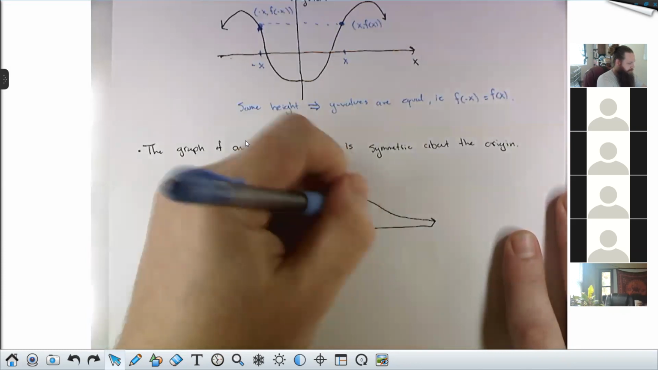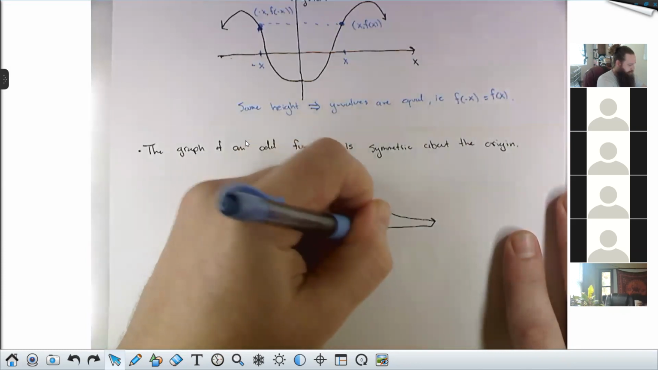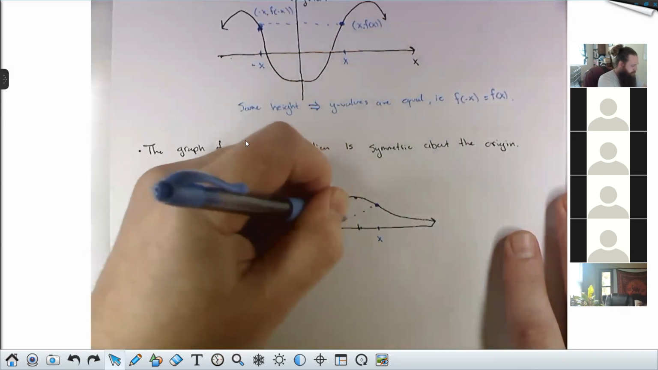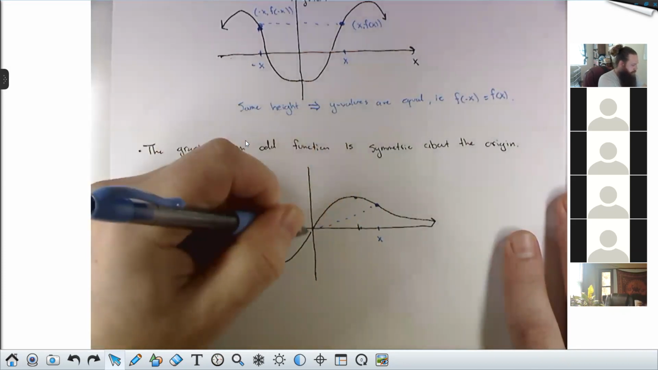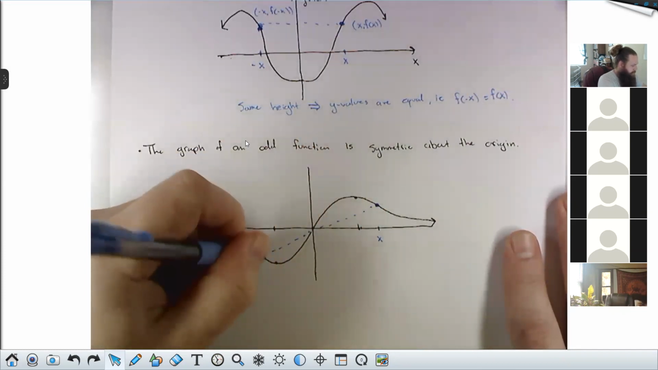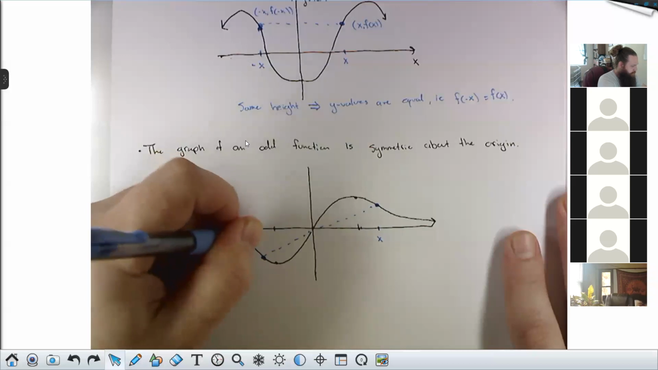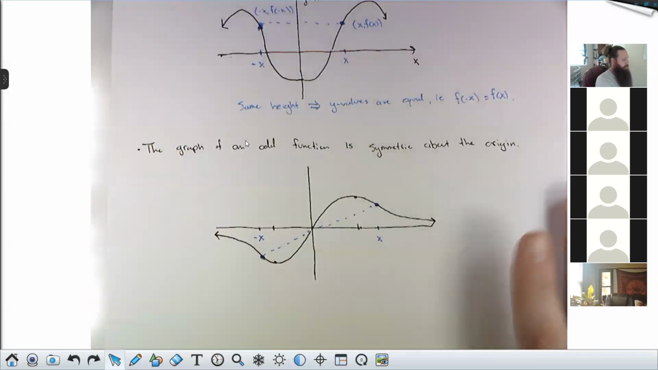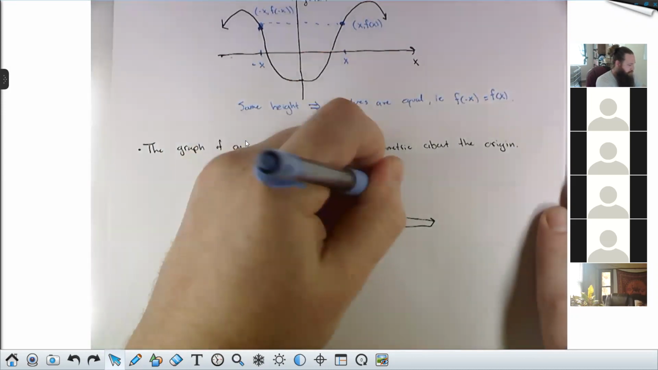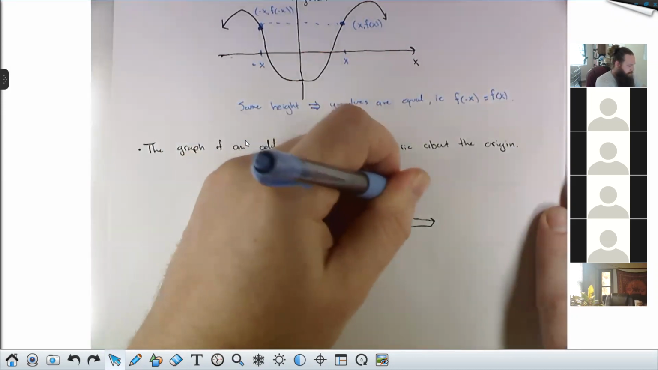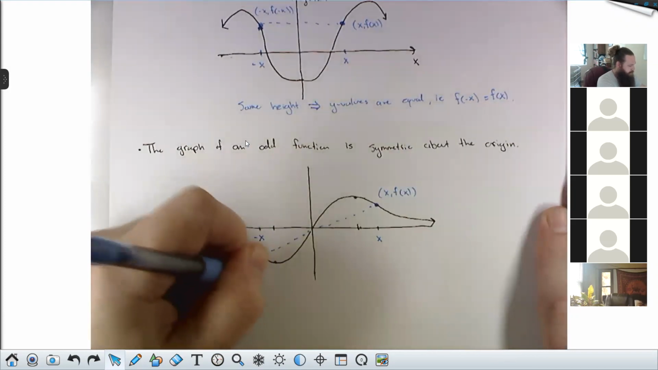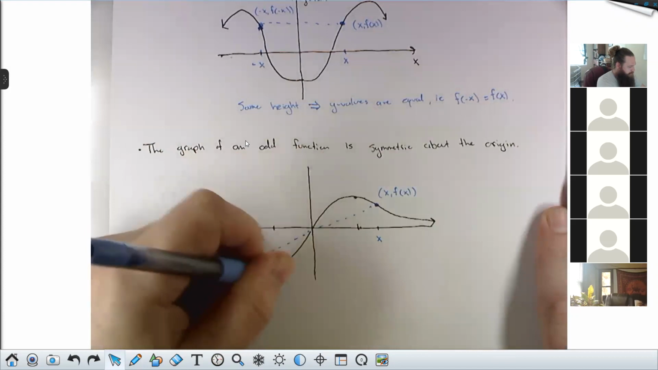that if you take any x value on this graph, like maybe over here, and you reflect that point through the origin, you will land over here at another point on the graph whose x value is the negative of that one. So this over here would be the point x comma f of x. And this point over here is negative x comma f of negative x.